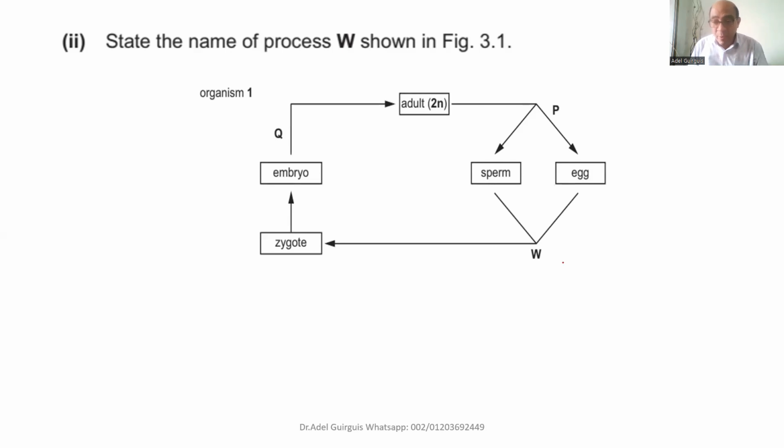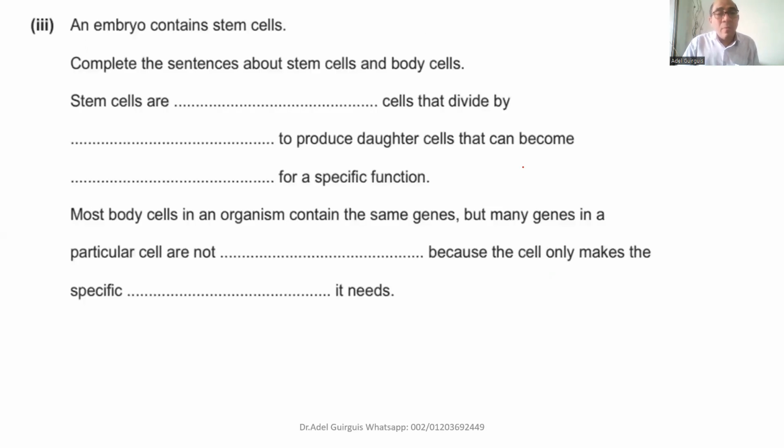What's the name of process W? Where egg nucleus fuses with sperm nucleus. This is called, yes, fertilization. Fusion of egg nucleus with sperm nucleus. This is called fertilization. Now, an embryo contains stem cells.